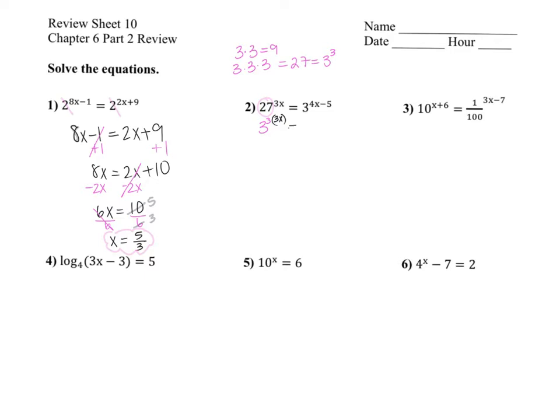All right, now I'm going to bring down the 4x minus 5. The bases are now the same, so I know that they will cancel. So this will become, the 3's cancel. Now, when I look at this side here, this is going to be 3 times 3x, which ends up being 9x.